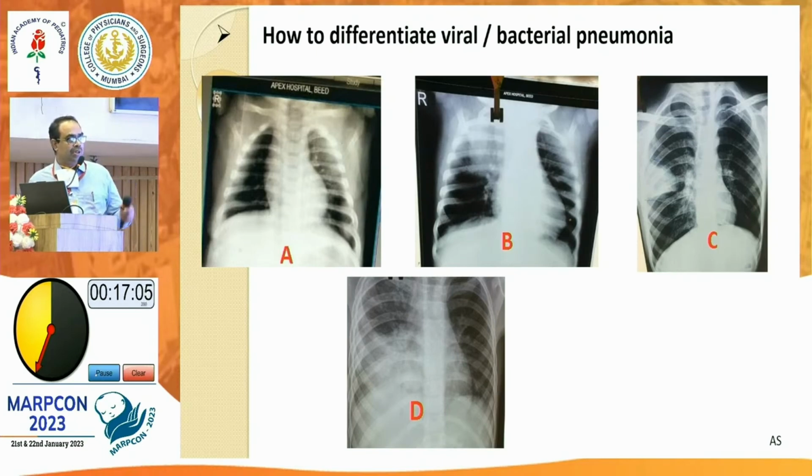So going to the X-ray number 1. Sir, there is significant radiolucency looking like air trapping with slight prominence of bronchovascular markings. Such type of picture we get usually more in viral pneumonias.